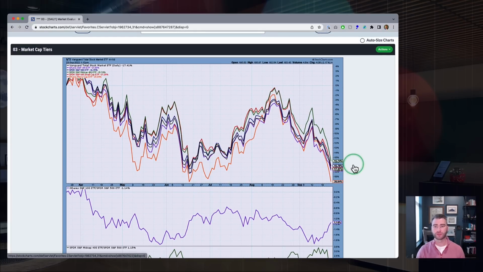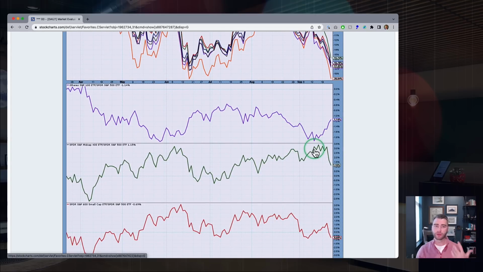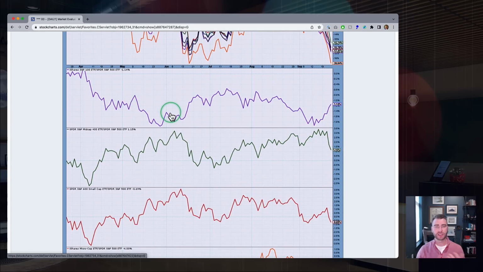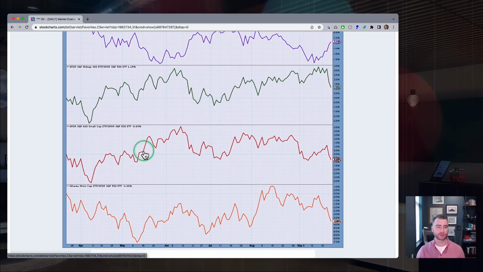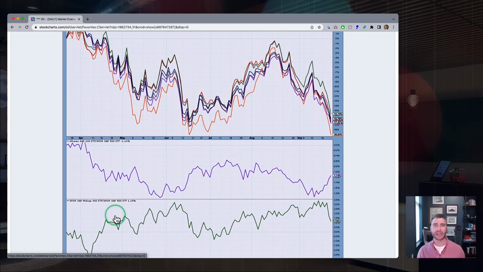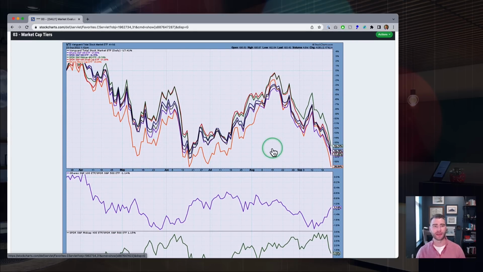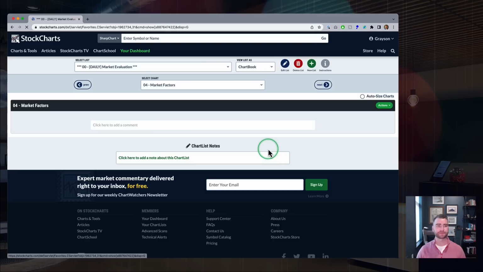Again, that performance view up at the top, and then a couple of key ratios down below. So this is actually looking specifically at mega caps versus large caps, S&P 100 versus S&P 500. Then we have mid caps versus large caps, small caps versus large caps, and micro caps versus large caps as well. So we're actually bringing in the S&P indexes on this chart in addition to VTI, that total stock market index.